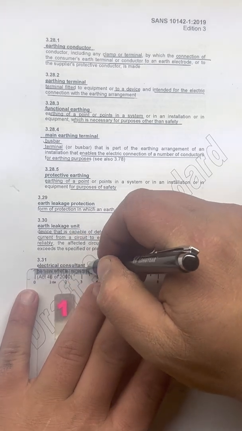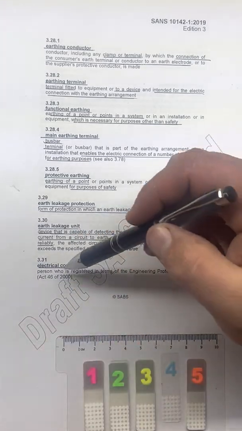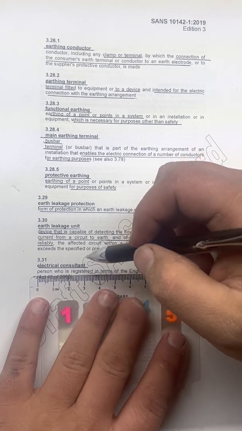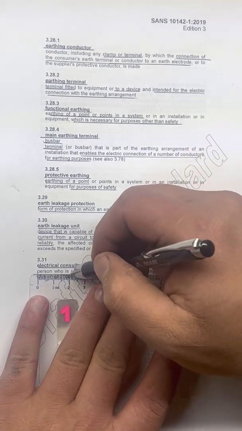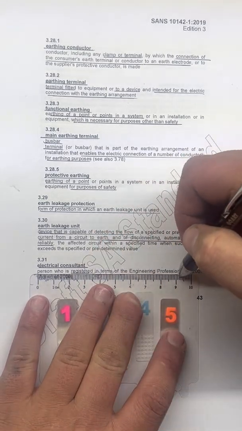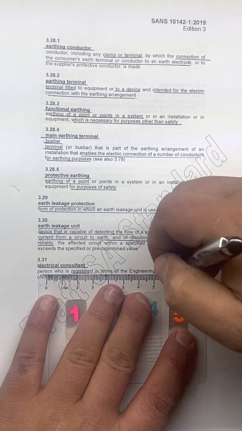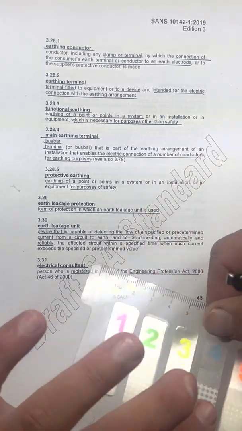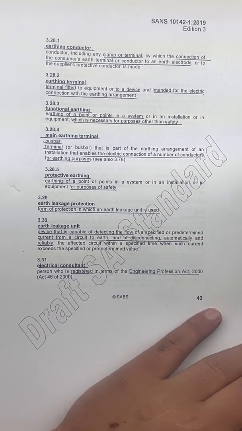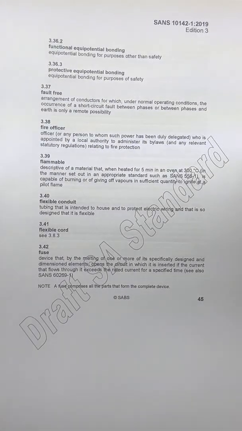An electrical consultant: a person who is registered in terms of the Engineering Profession Act 2000.